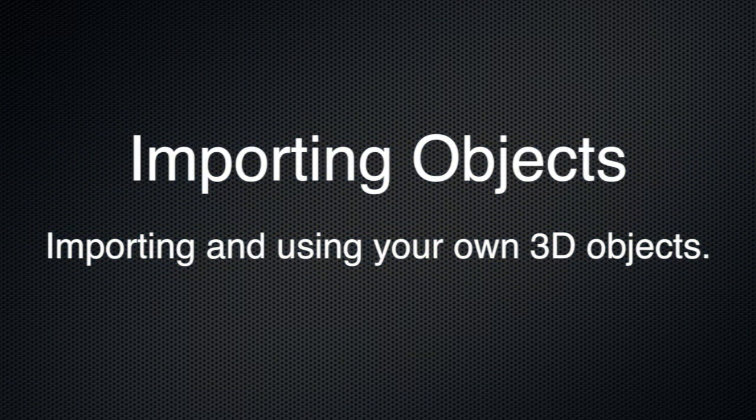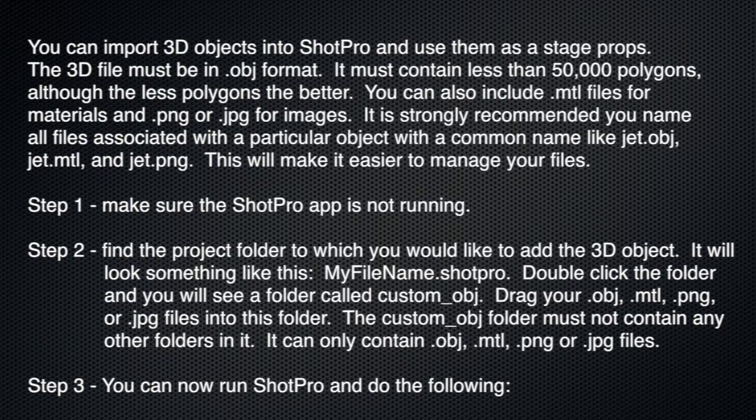Importing objects. You can import 3D objects into ShotPro and use them as stage props. The 3D file must be in OBJ format. It must contain less than 50,000 polygons, although the less polygons the better. You can also include MTL files for materials and PNG and JPEG for images.